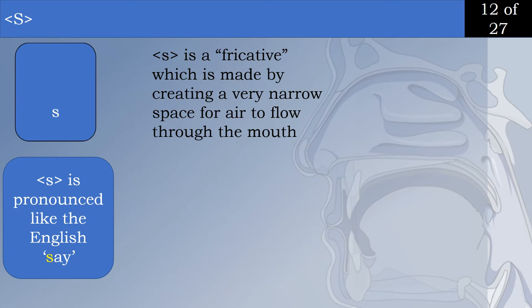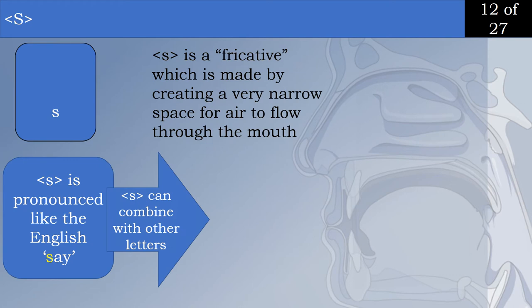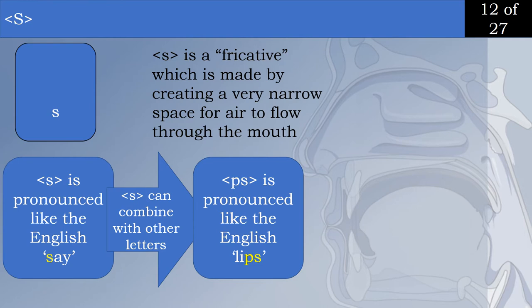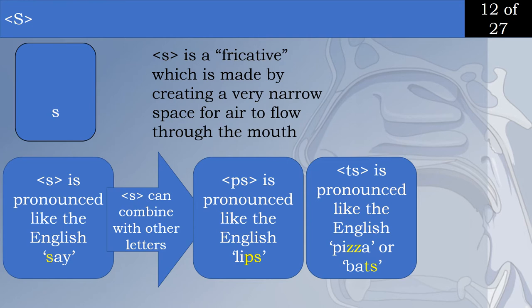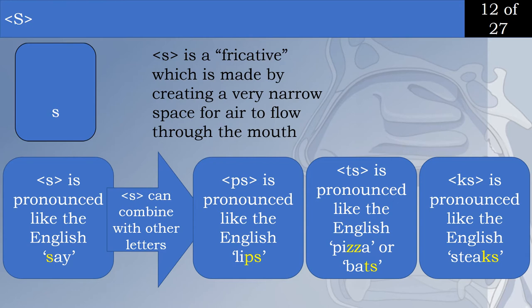Typically, S is pronounced the same as in English, like the word say, but S can also combine with other sounds to give a ps, as in lips, a ts, as in pizza or bat, or a K to give ks, as in steaks. The tricky part, if your native language is English, will be learning how to make these sounds in the middle of words rather than just at the ends.